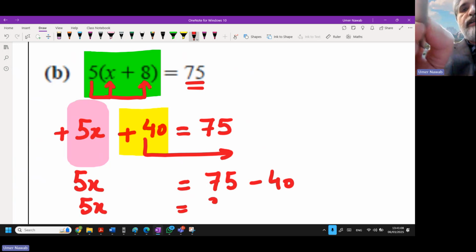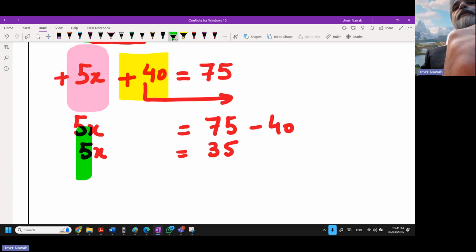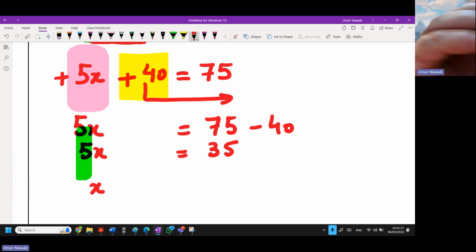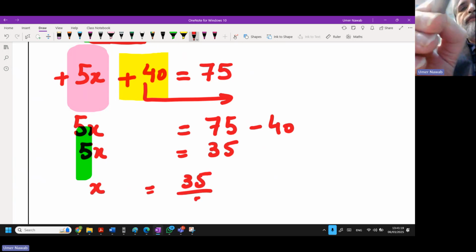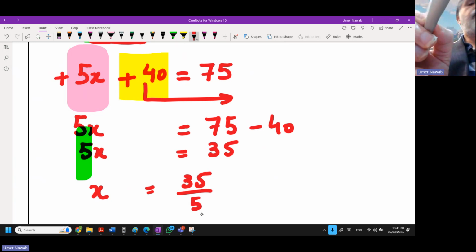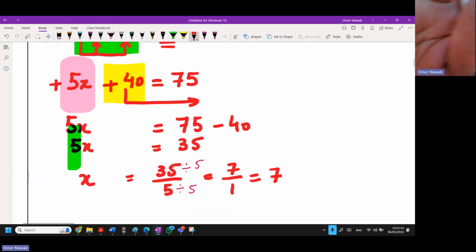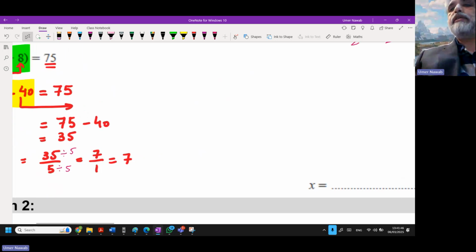You can check it on the calculator. Now after that, this 5 is multiplying, and the opposite of multiplication is division. So x is equal to 35 over 5, or you can write 5 divided by 5 and 35 divided by 5. But 5 over 5 is equal to 1, so no need to write 5 over 5, just x. Now 35 over 5 will not be accepted. As you know, 35 can be divided by 5 and 5 can also be divided by 5. So it helps me to simplify my answer as 7 over 1, or I can also call it 7. So the solution of this equation is 7.